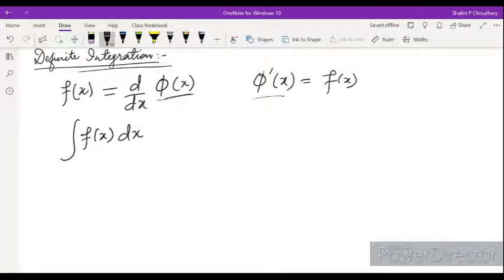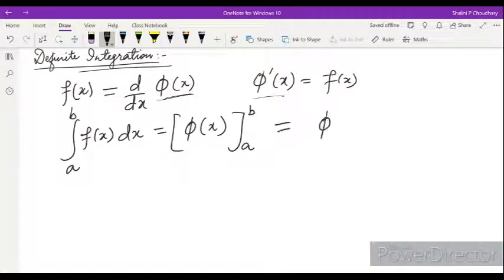There are some fundamental theorems of integral calculus that say if we have to find out the integral of f(x) with respect to x in the interval a to b, we will get phi x from b to a. And what value will we get? We'll get phi b minus phi a. Here there is no need of taking the constant c because it gets eliminated.